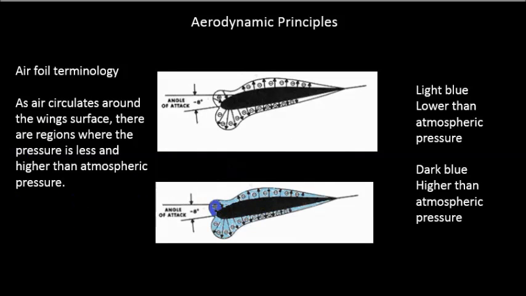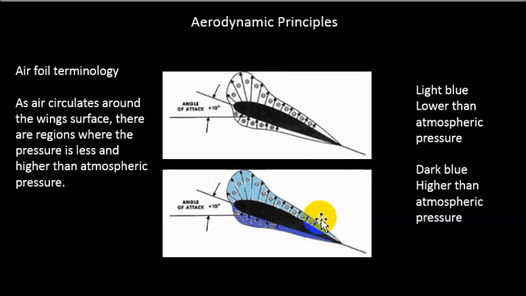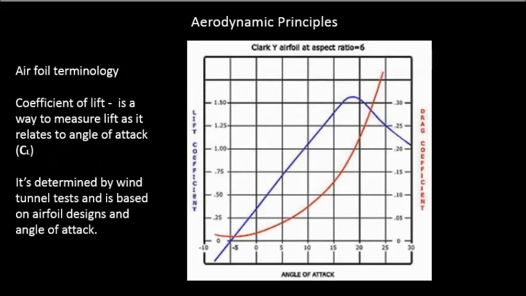Let's come back to the slide. We have lift being created here, but not a whole lot. But you know, we got a little something going on. Here we have a little bit more. Here we got a lot of lift going on. Okay, and that's because of the negative pressure caused on top of the wing. So it's something we want to be mindful of. The increased lift being generated as the angle of attack is increased, it causes greater generation of lift, and that's just what I said. All right.